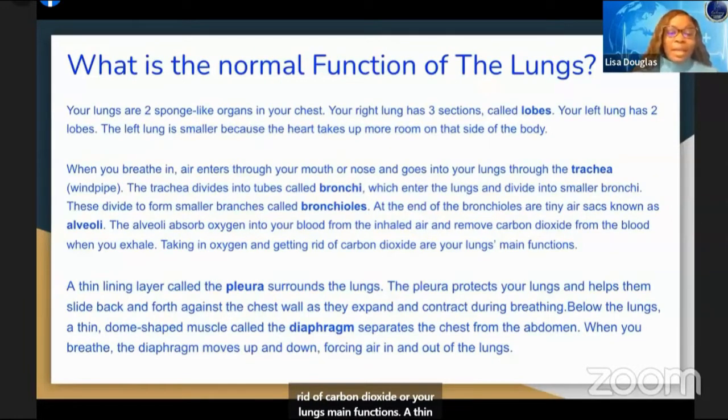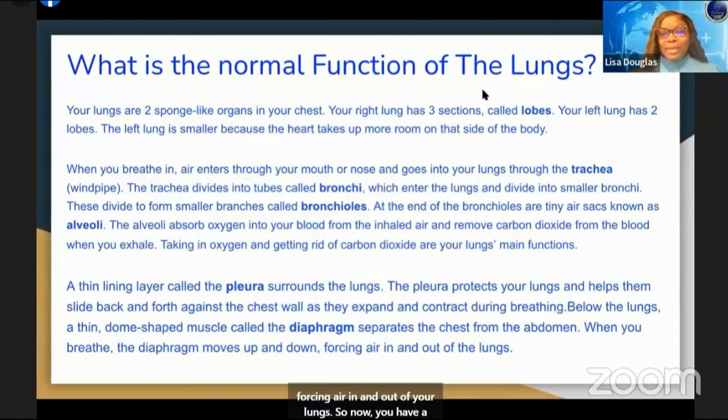A thin lining layer called the pleura surrounds your lungs. The pleura protects your lungs and helps them slide back and forth against the chest wall as they expand and contract during breathing. Below the lungs, a thin dome-shaped muscle called the diaphragm separates the chest from the abdomen. When you breathe, the diaphragm moves up and down, forcing air in and out of your lungs.